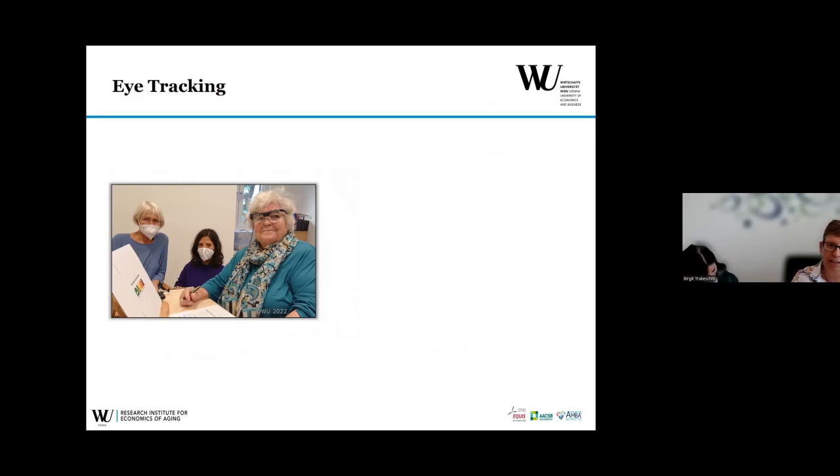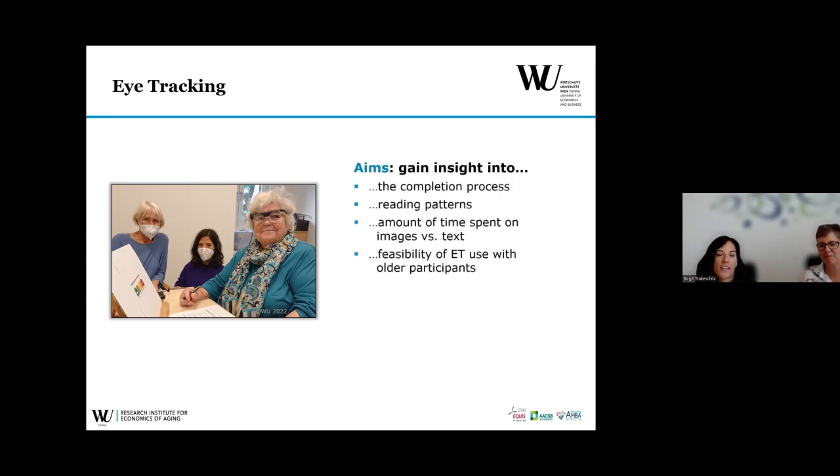And we used another technique to gain more information about the developed easy read versions. Yes, and the second technique we used was eye tracking, and the aims of the eye tracking exercise were to gain insight into the completion process of respondents, into their reading patterns, also into the amount of time spent on images versus the amount of time spent on text, because we really had no idea whether people would be focusing on the images, maybe too much, maybe too little, we didn't know.